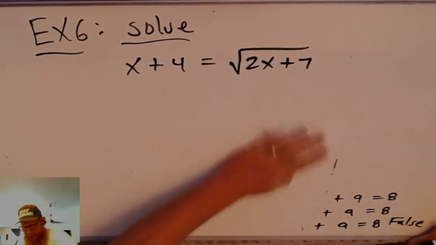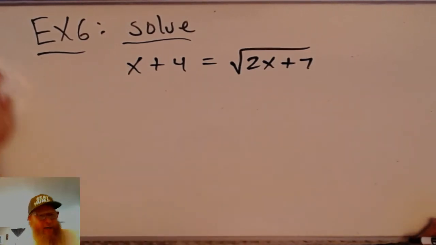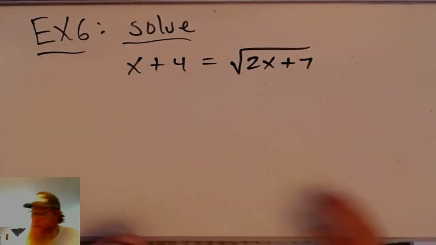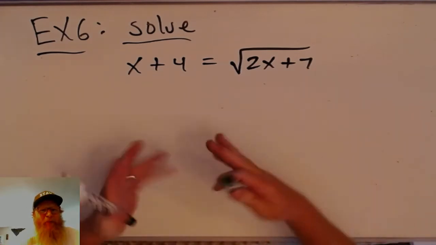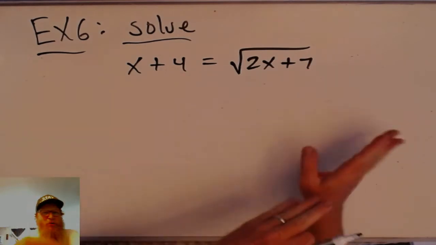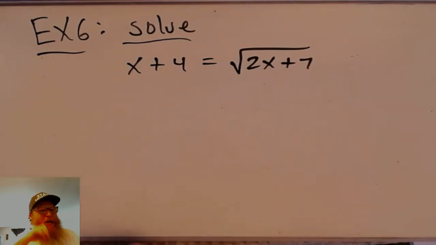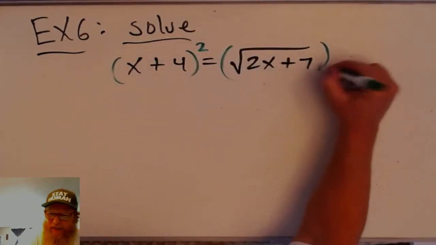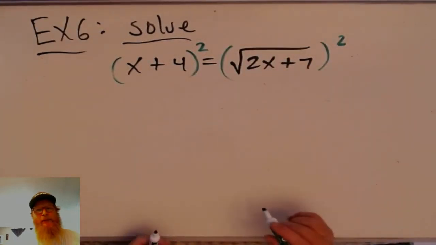Example 6. This one's already set up for you. I gave you a few of these. I've done all the prep for you, and all you have to do is jump right in and solve it. You don't have to move anything from one side to the other. You just automatically have one ready to go. So dive right in and square both sides.